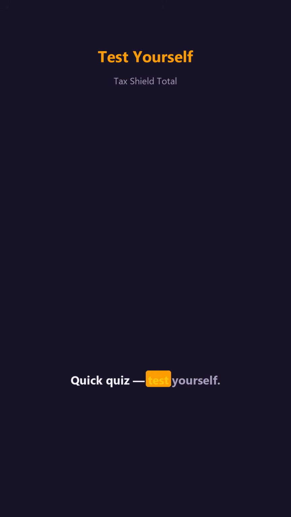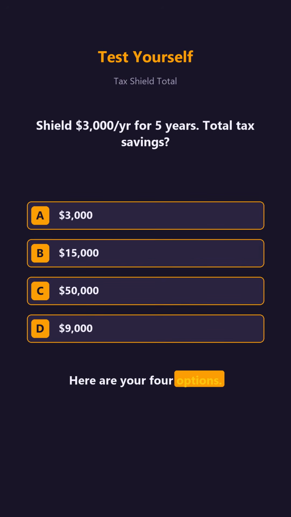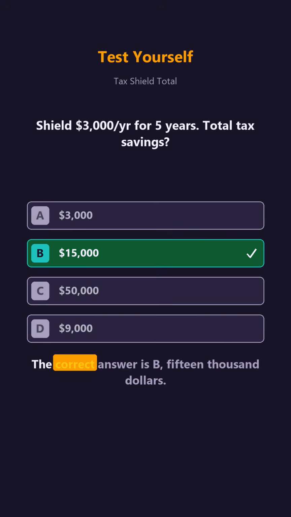Quick quiz, test yourself. If the annual depreciation tax shield is $3,000 for 5 years, what are the total tax savings? Here are your 4 options. Pause the video and solve it now. The correct answer is B, $15,000. $3,000 a year, multiplied by 5 years.